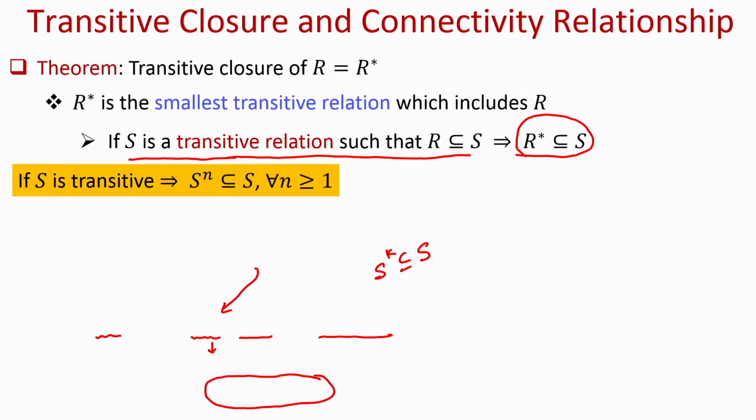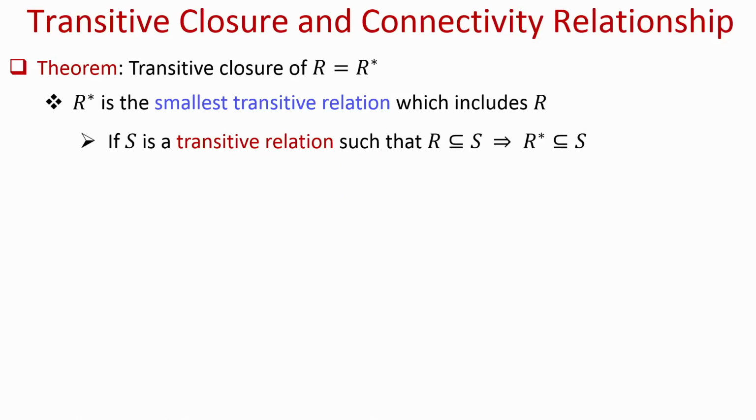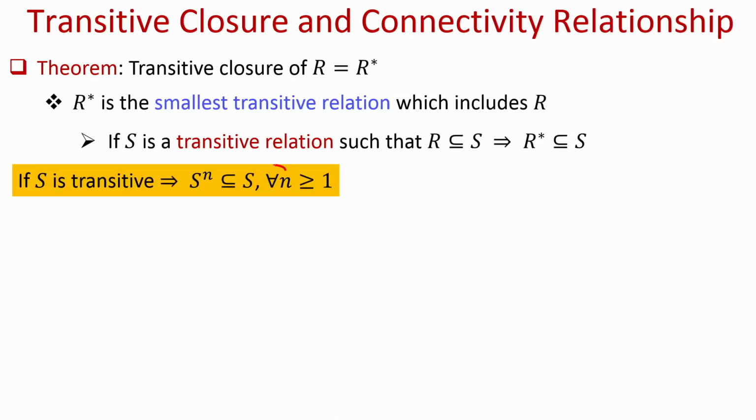So, this is a very straightforward fact regarding transitive relations. If your relation is transitive, any power of that relation will always be included in your original relation. So, we have proved it for all n greater than or equal to 1.